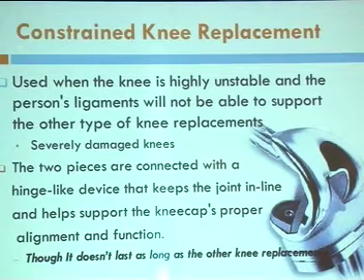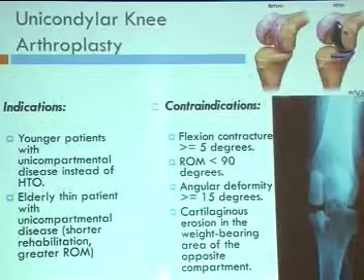When do we use a constrained knee? It is used when a knee is highly unstable and a patient's ligaments will not be able to support any other type of knee replacement, especially severely damaged knees, or knees in which you have to sacrifice the medial collateral. The two pieces are connected with a hinge-like device, which I think you all know.